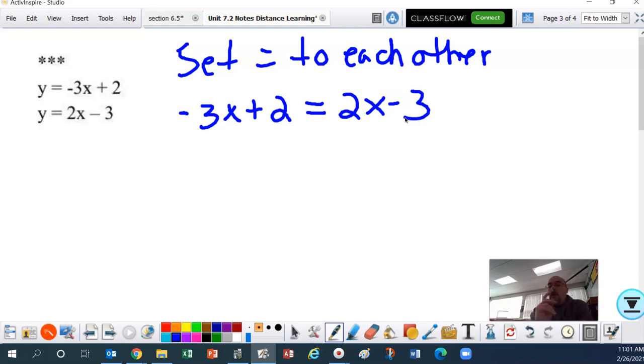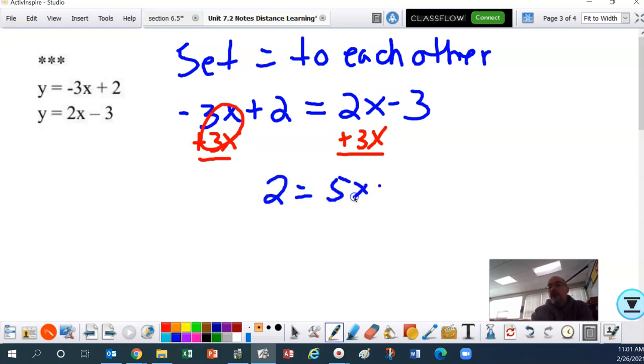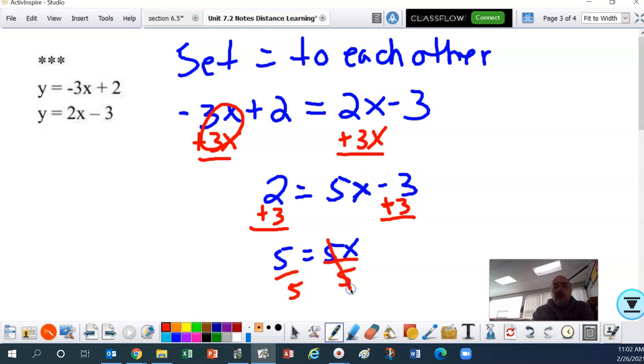Okay. Now, I like to always solve and have my variable be positive. So what I'm going to do that, ladies and gentlemen, is I'm going to add 3x to both sides so I can keep that positive. So now I have 2 equals 5x minus 3. Okay, again, our goal is to get x by itself. So I'm going to go ahead and subtract 3 now. No, add 3. Add 3. So now I've got 5 equals 5x. And then divide by 5, and I find out x equals 1.